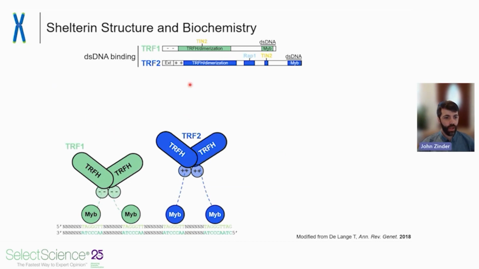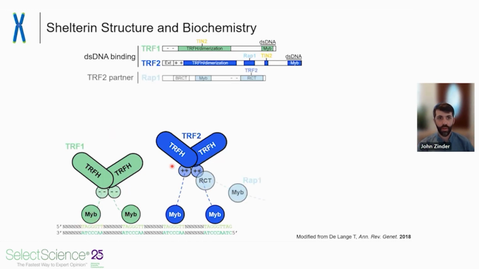So Shelterin is primarily composed of two double-stranded DNA binding proteins called TRF1 and TRF2. These have very similar domain architectures in that they have an extreme N-terminal charged domain followed by a dimerization domain called the TRFH domain, and then a long linker and a C-terminal MYB domain. And it's these MYB domains that actually recognize the double-stranded DNA of telomeric sequence.